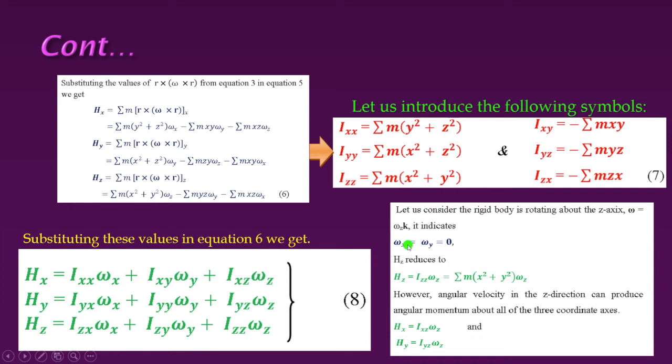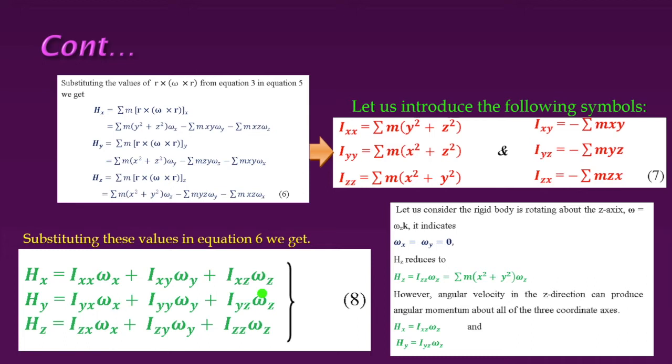But though omega x and omega y are 0, so here this quantity and this quantity are 0, this is not 0. It indicates that though the x and y components of angular velocity are absent, still angular momentum has an x component. And similarly, it also has a y component, Iyz omega z.